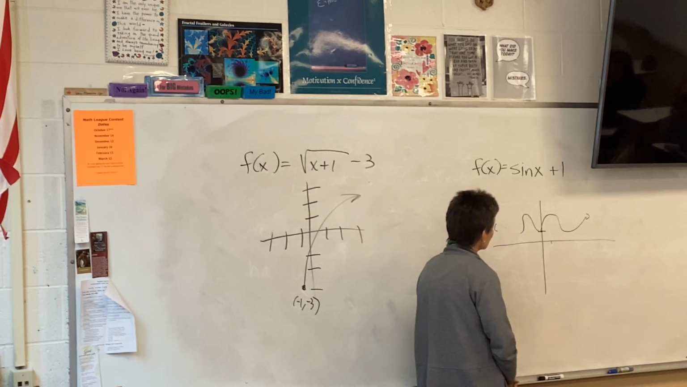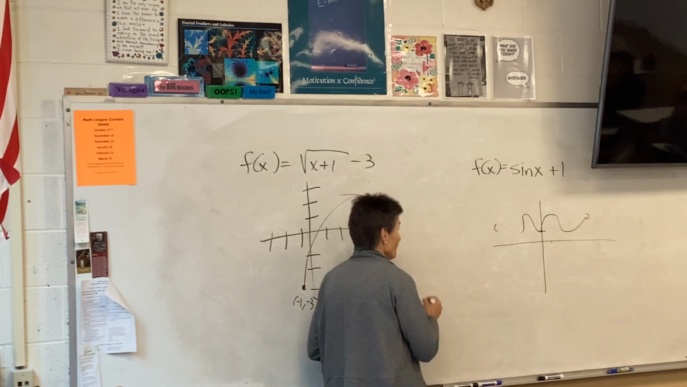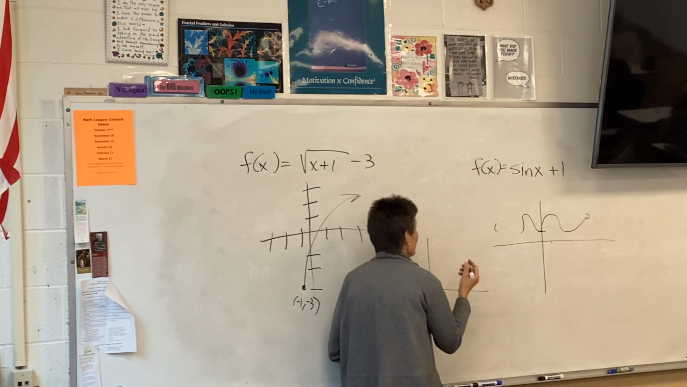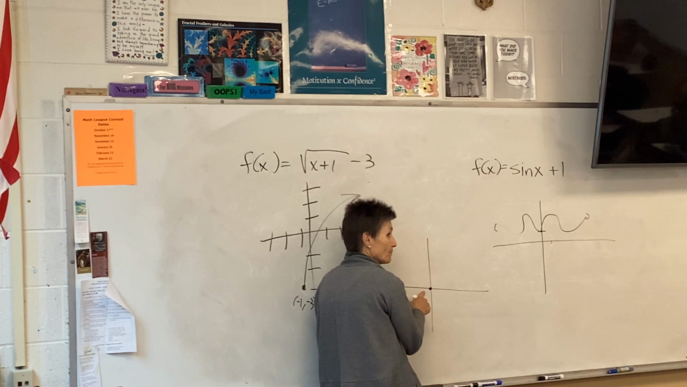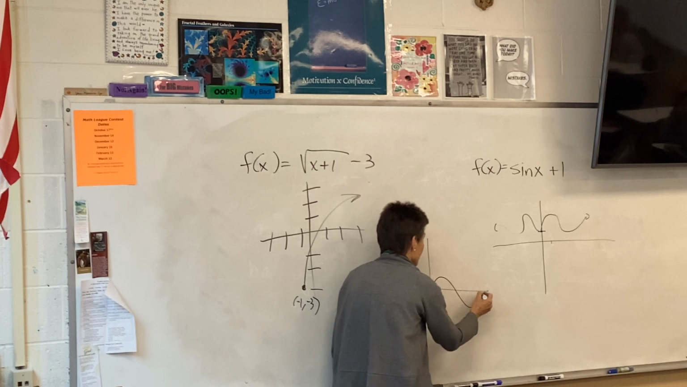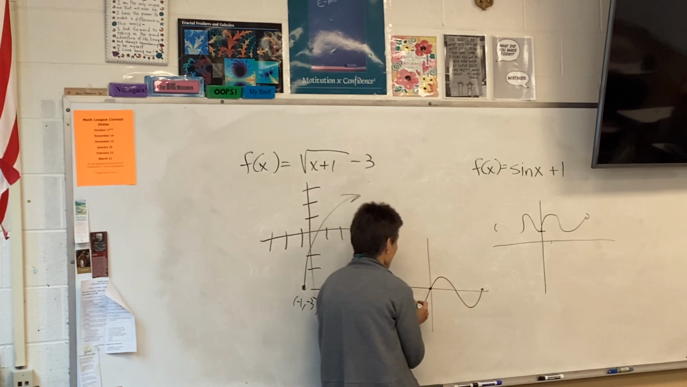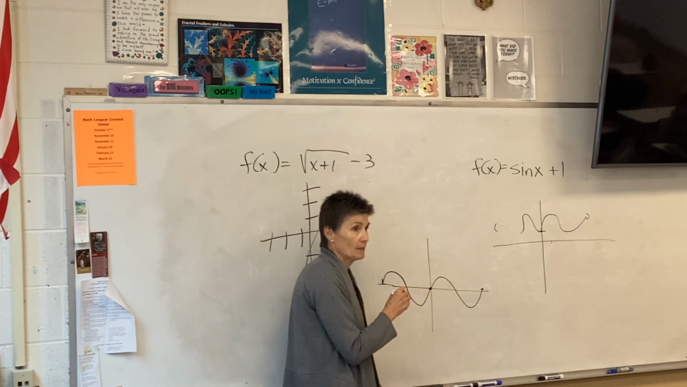Not mine. You had a tougher problem, Keith. Yeah, you had a tough problem. Let's look at what the original sine looks like. There's my dot at the origin. Hill, and then valley. And then backwards over here. Okay? This is what it has to look like.